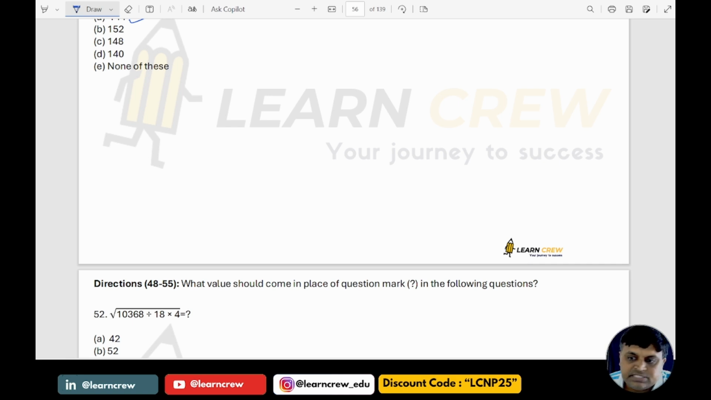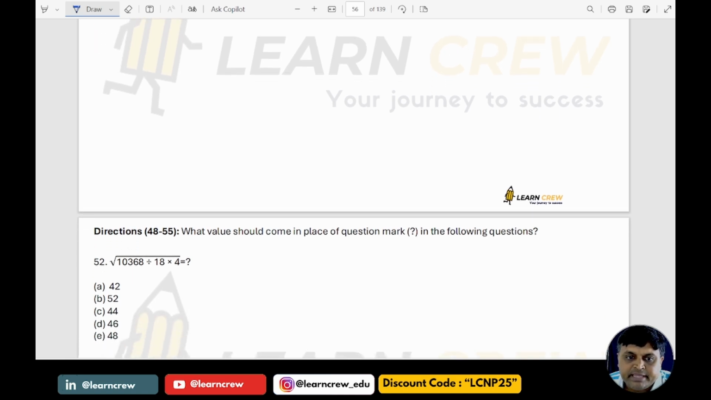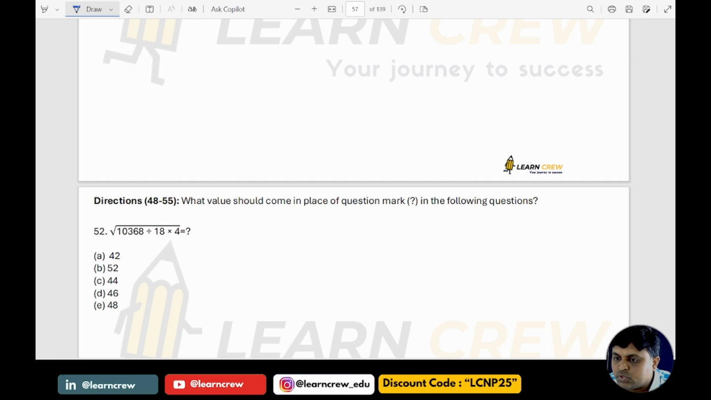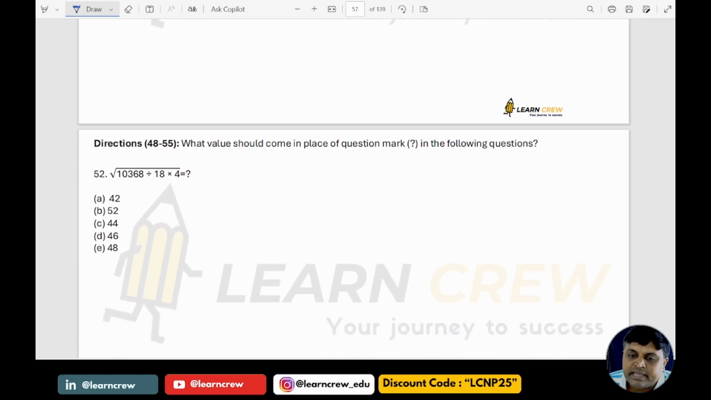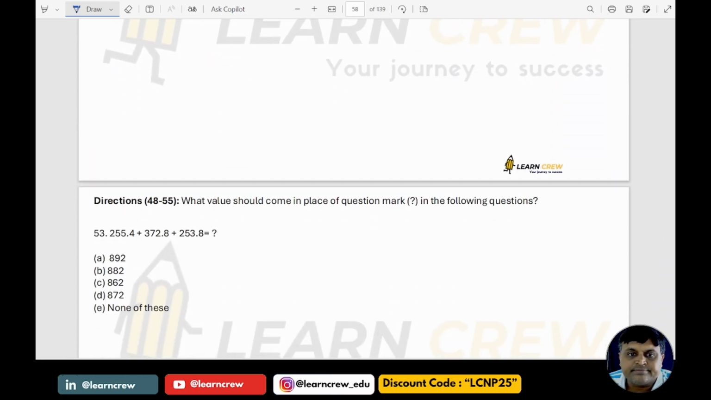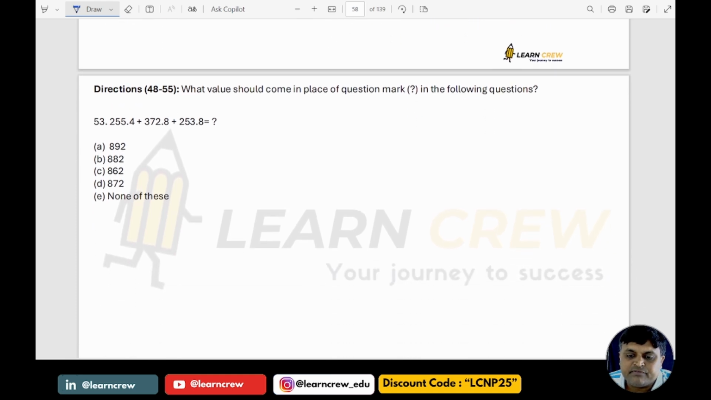10368 divided by 8 into 4. So if you see here, 18 how many times? 18 5s are 90. Am I correct? So what you are going to get inside is nothing but root 2304. Root 2304, which is 48. Then question number 53.